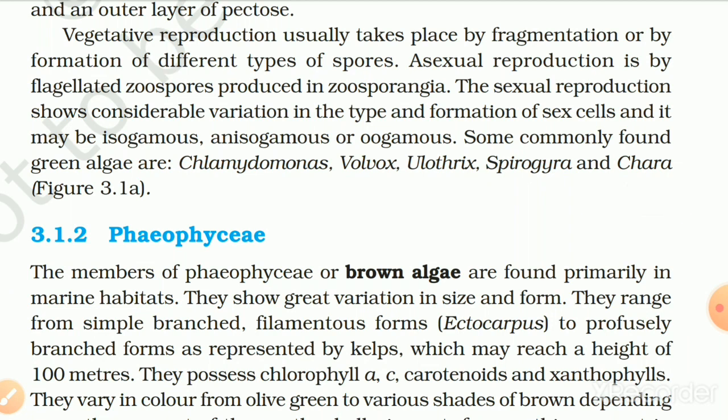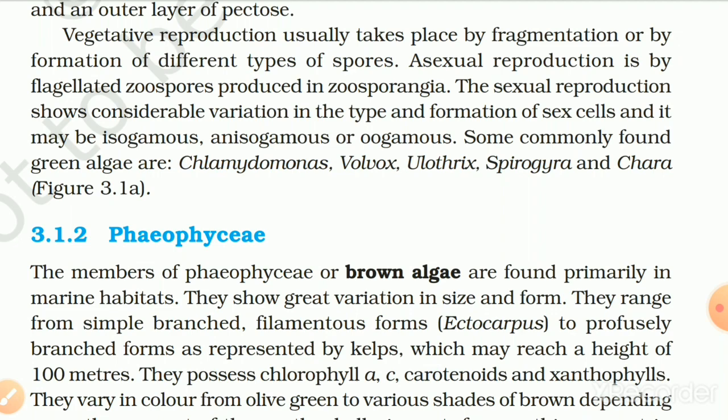Asexual reproduction is by flagellated zoospores produced in zoosporangia. The sexual reproduction shows considerable variation in the type and formation of sex cells, and it may be isogamous, anisogamous, or oogamous. Some commonly found green algae are Chlamydomonas, Volvox, Ulothrix, Spirogyra, and Chara. Figure 3.1a.